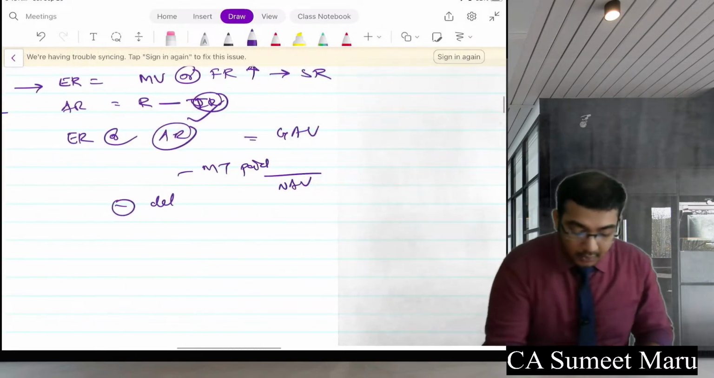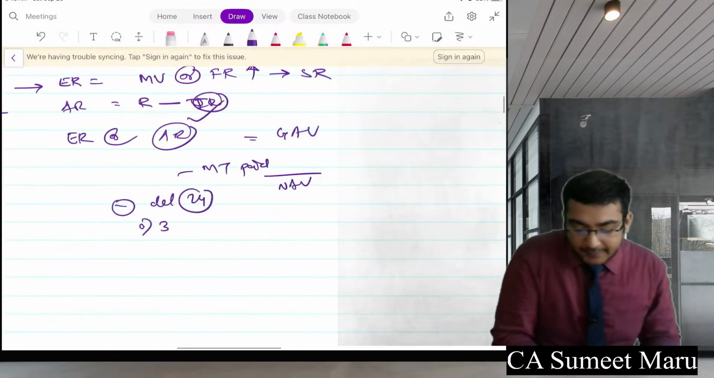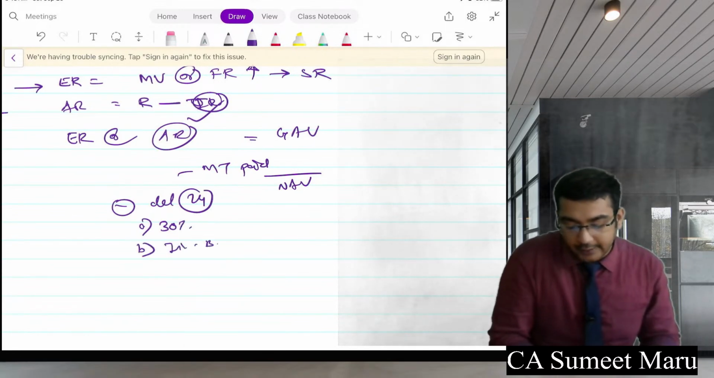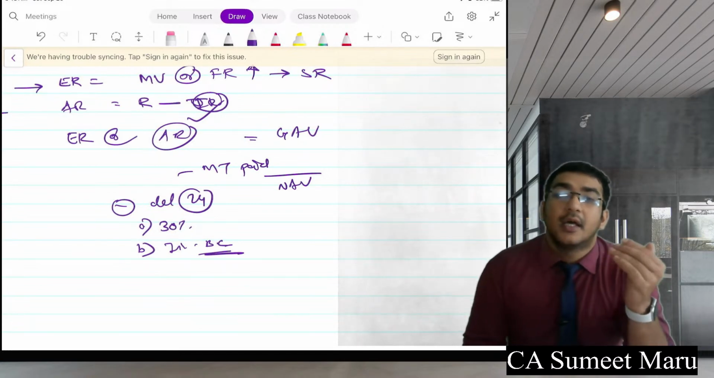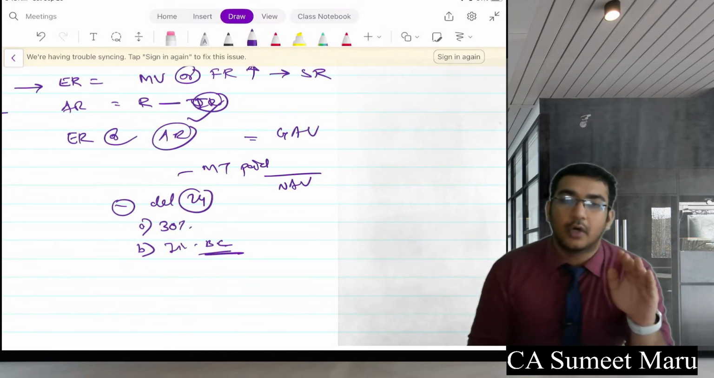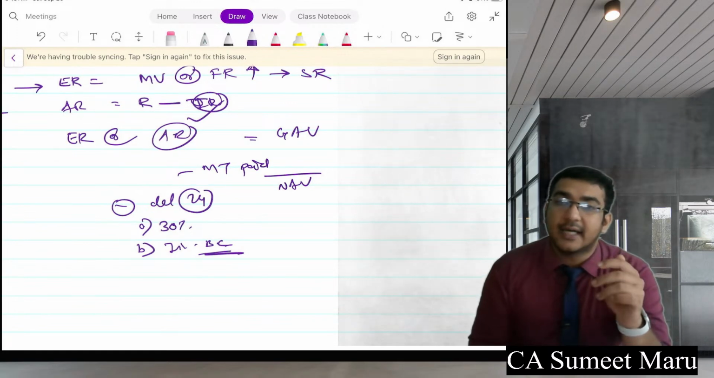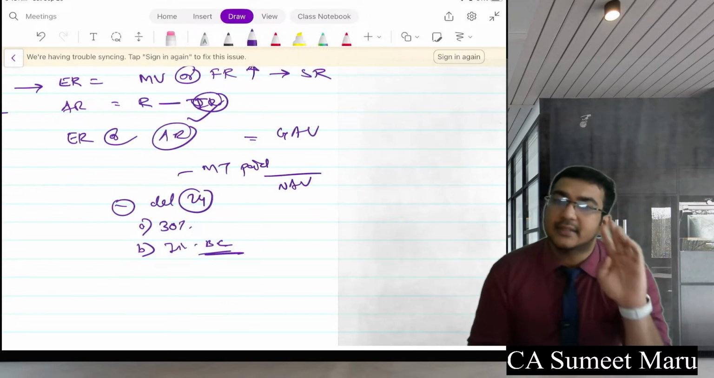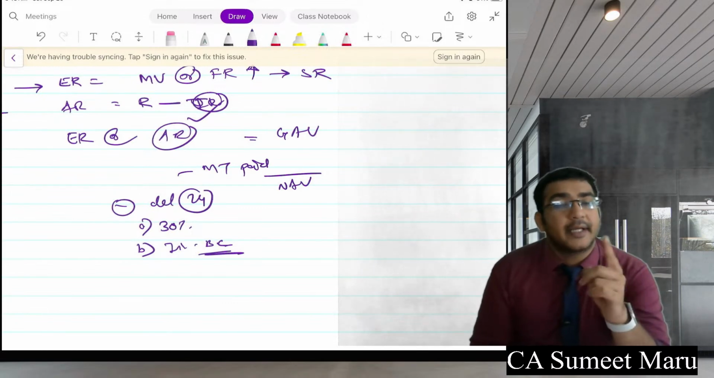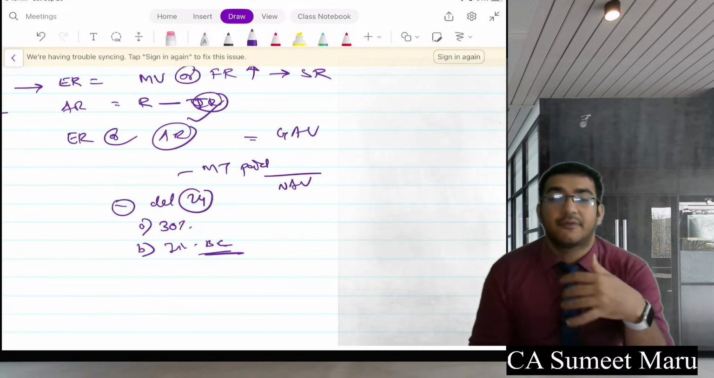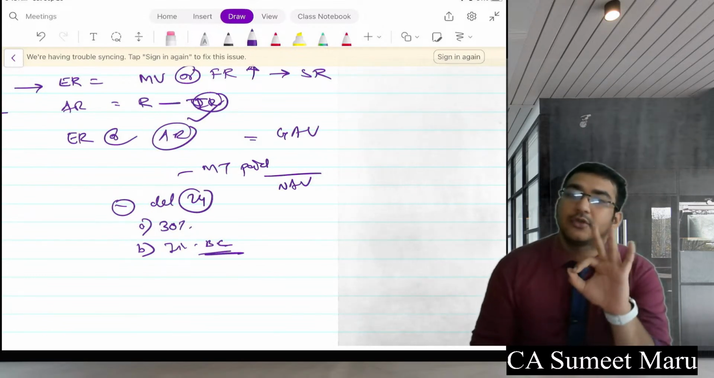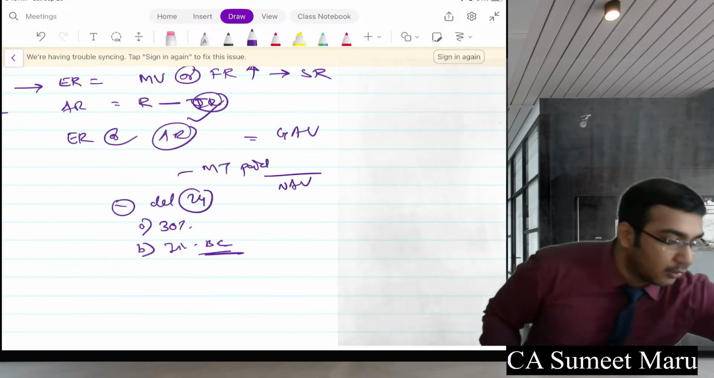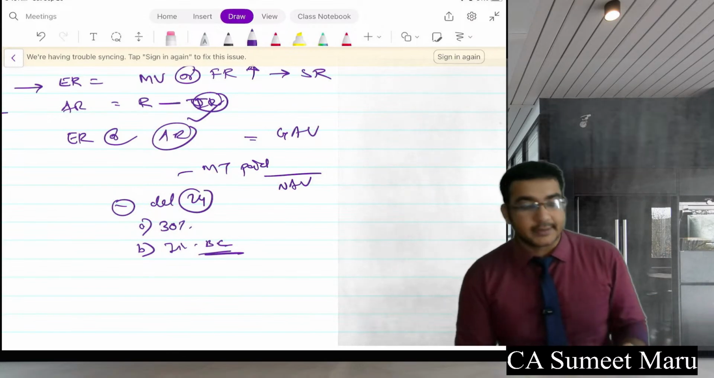A is 30% of NAV and B is your interest on borrowed capital, which again we have seen. If the house property is let out or deemed to be let out, no limit. Self-occupied, 30,000 if it is before 1999; after 1999, if construction or purchase, 2 lakh is the limit. If you have taken this loan for renovation, furnishing, painting, the limit is only 30,000. For self-occupied, deemed to be let out, no such limit is there. Okay guys, please be clear with this.